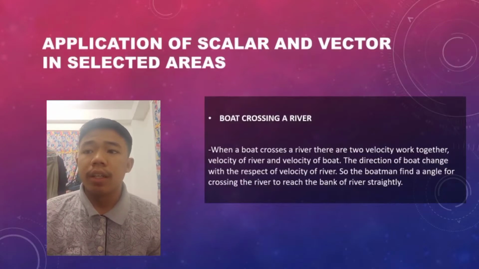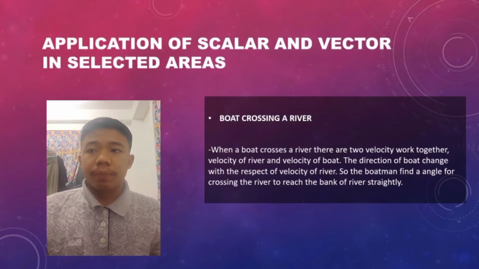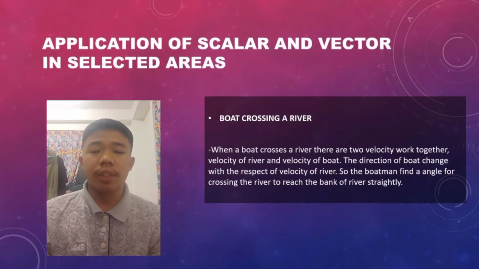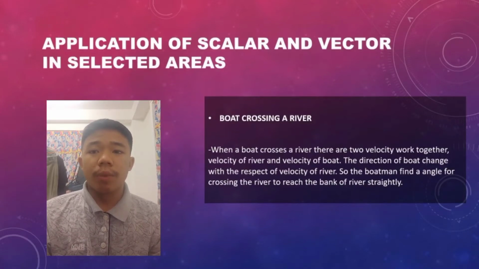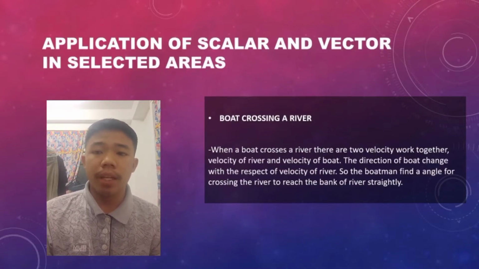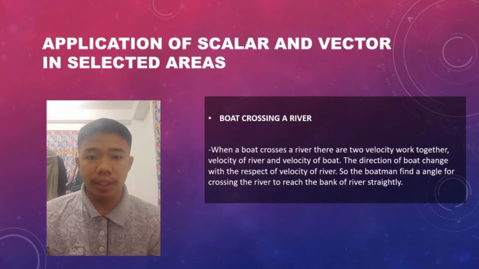Second one is boat crossing a river. When a boat crosses a river, there are two velocities working together, the velocity of the river and the velocity of the boat. The direction of the boat changes with respect to the velocity of the river. So the boatman finds an angle for crossing the river to reach the bank of the river straight.